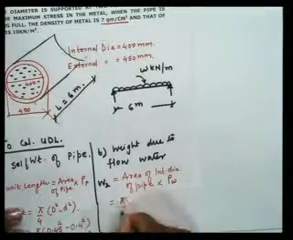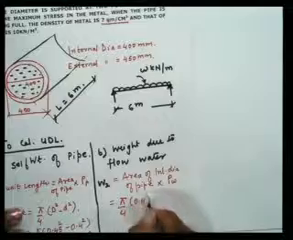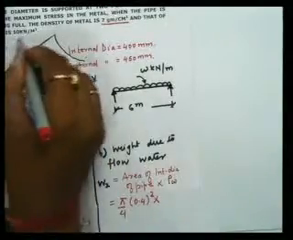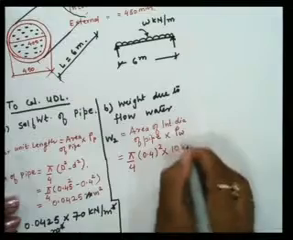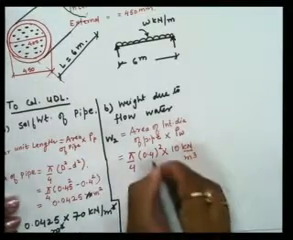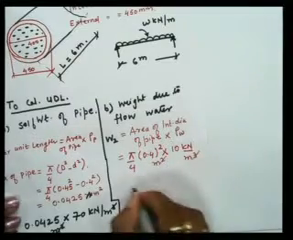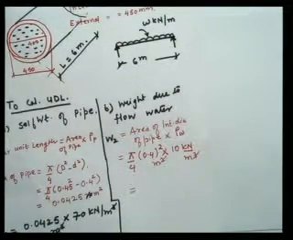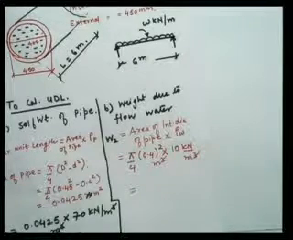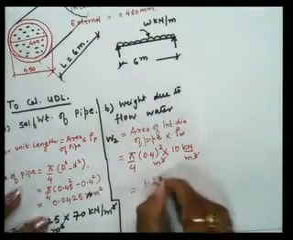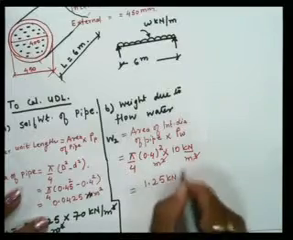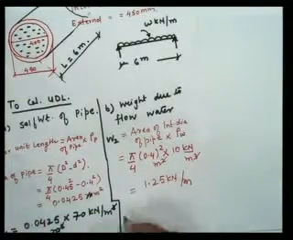So pi by 4 into 0.4 square multiplied by what they have given, the density of water. Density of water they have given you as 10 kilonewton per meter cube, right? So multiply by 10 kilonewton per meter cube. So this meter square will get cancelled out. So you get pi by 4 into 0.4 square multiplied by 10, which is 1.25 kilonewton per meter.